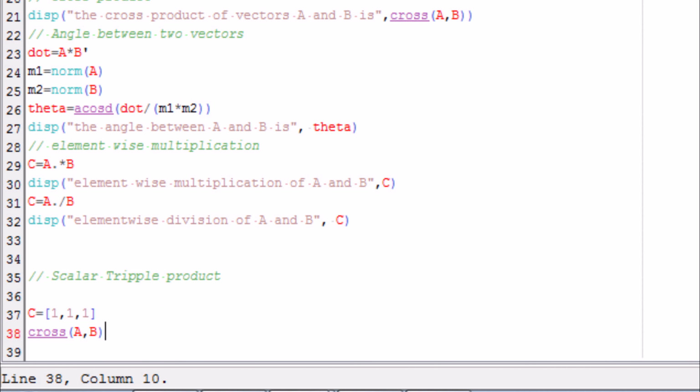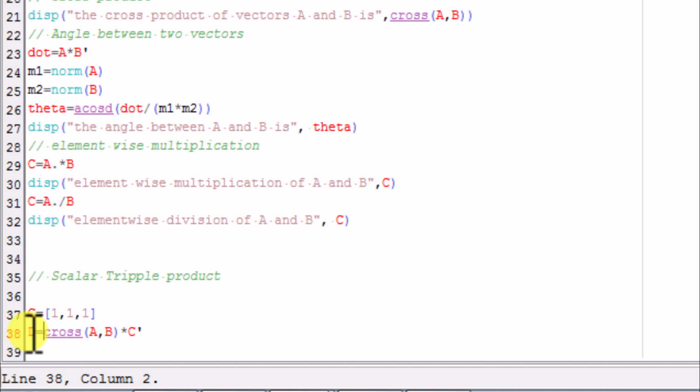And what is the dot product? Dot product is a star b prime. So now we will take the dot product. We have the cross product of a and b, and then take the dot product with c, so we will take c prime. This will give the scalar triple product.